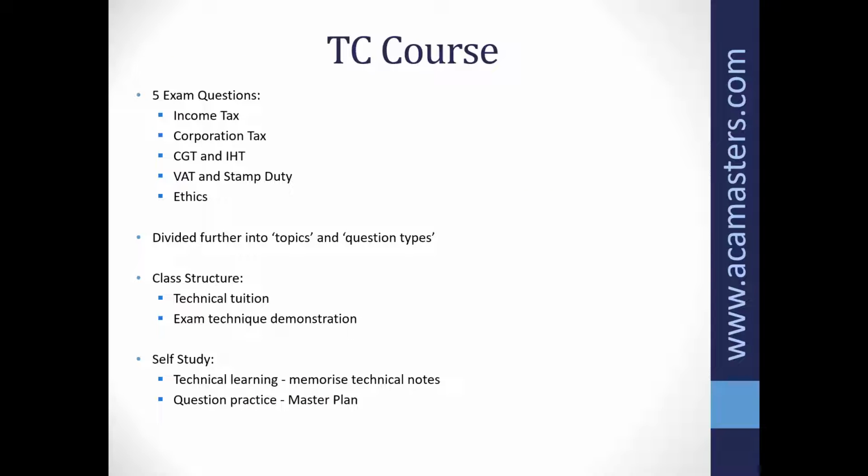In the TC exam, you'll be faced with 5 questions, and these will be broken down by tax. So each question will focus on a particular tax. So a question on income tax, a separate question on corporation tax, a question on CGT and IHT, usually subdivided into 2 parts, one on each, a question on indirect taxes, so VAT and stamp duty, and then there's a final question on ethics. So I suggest doing the questions in this order. So starting with income tax, then corporation tax, then capital taxes, indirect taxes, and then finally ethics.